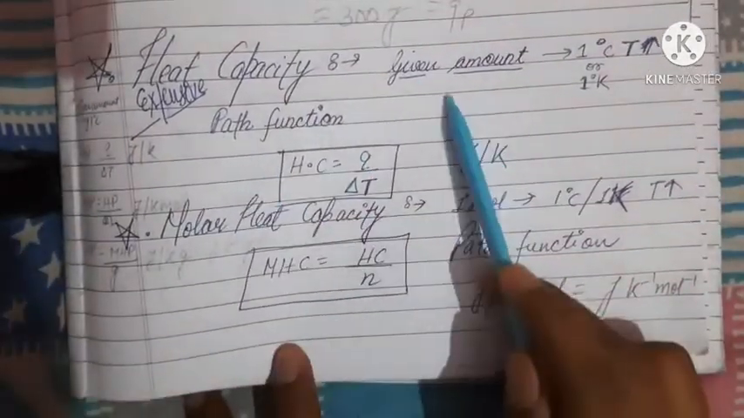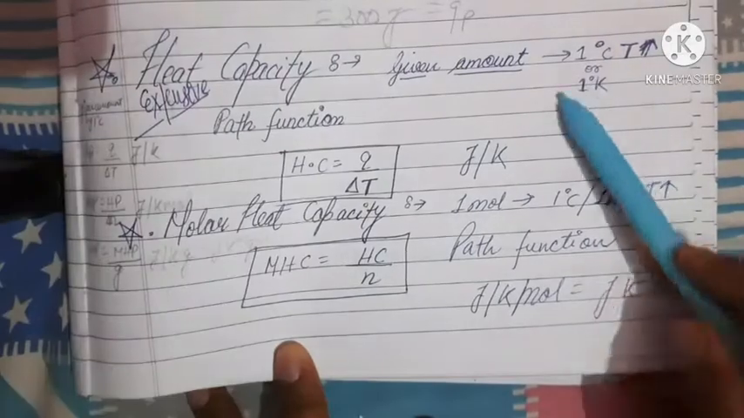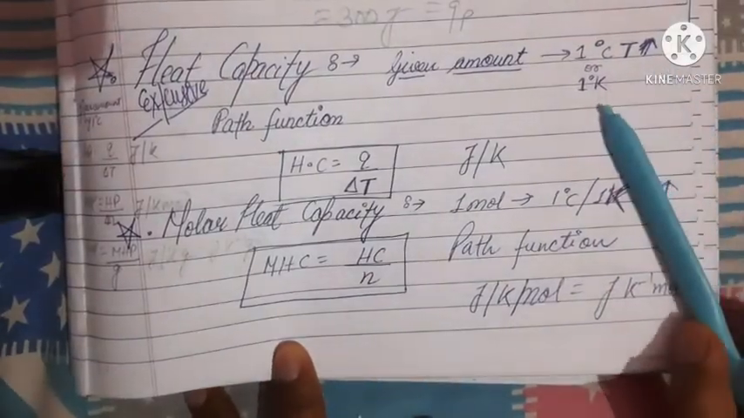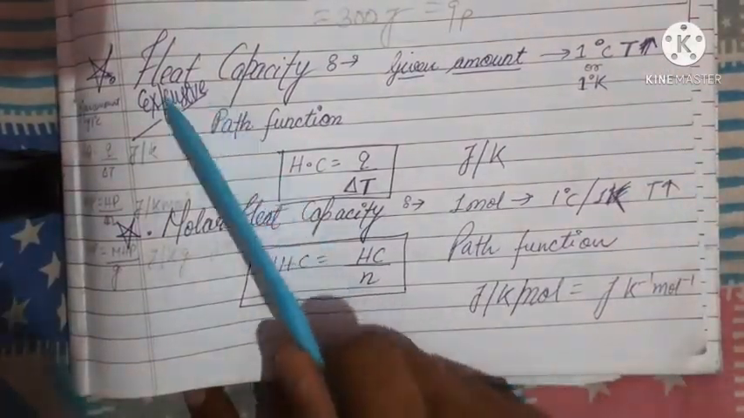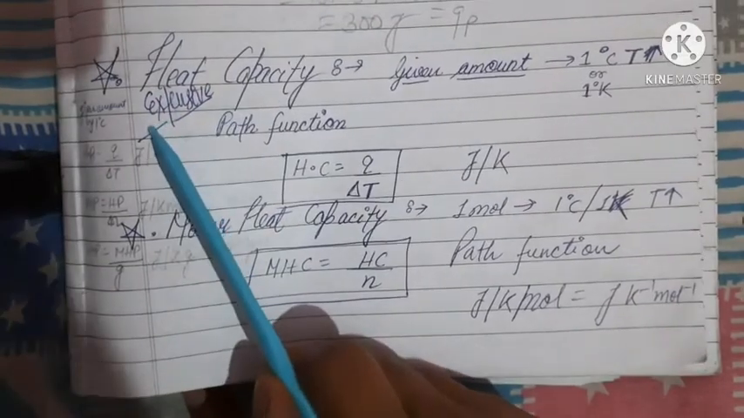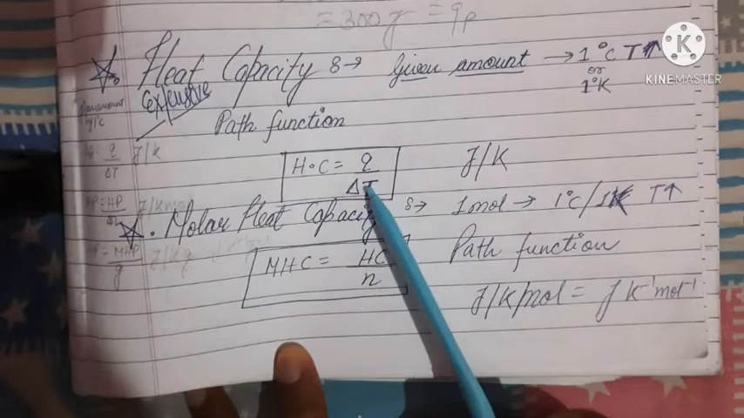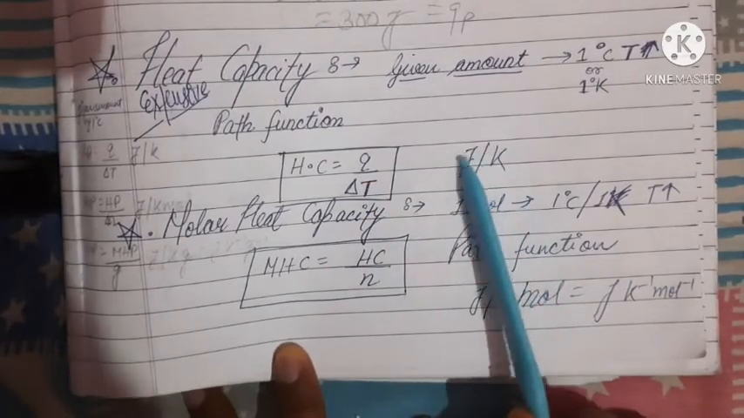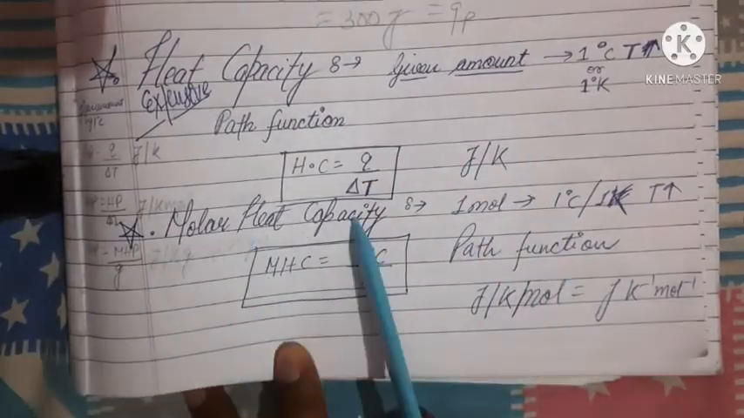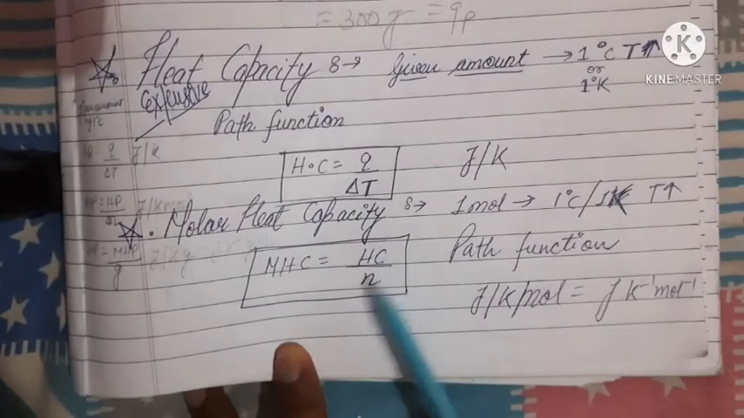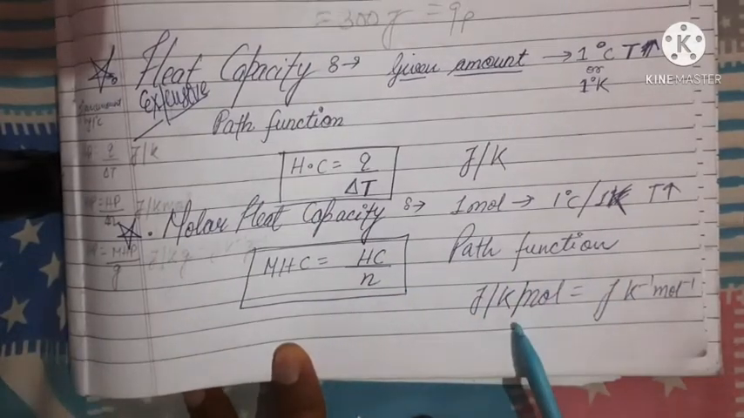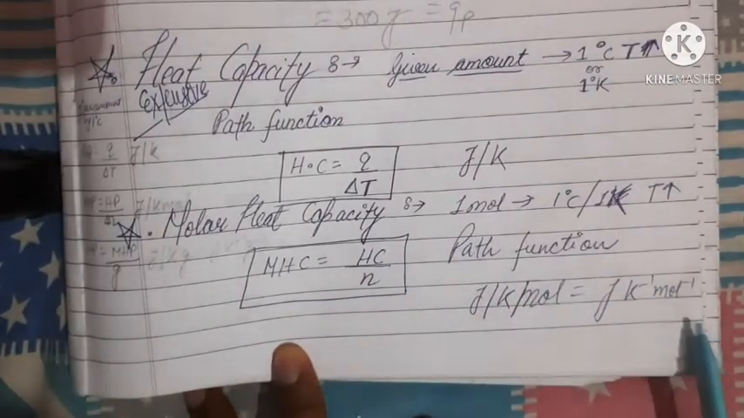Heat capacity. Given amount, 1 degree Celsius or 1 K temperature increases. Heat capacity is an extensive property because it depends on amount, and it is a path function. Heat capacity equal to Q by delta T, and so its unit is joule per K. Molar heat capacity is heat capacity upon moles, a path function, and joule per Kelvin per mole is the unit.